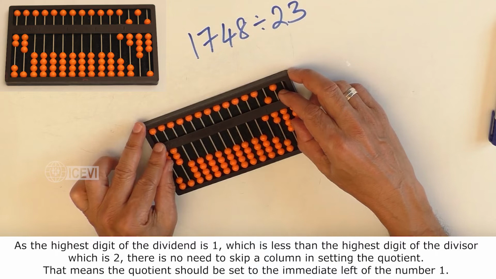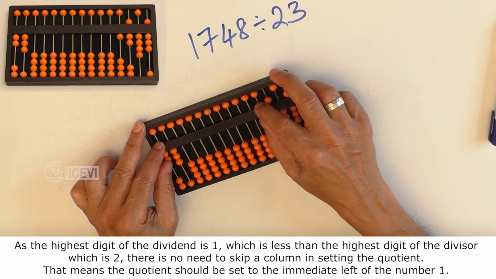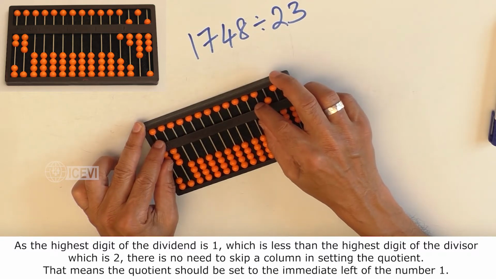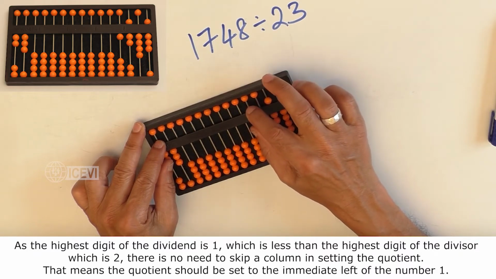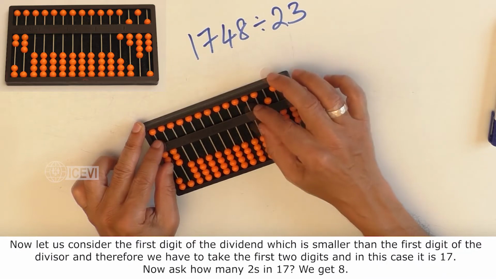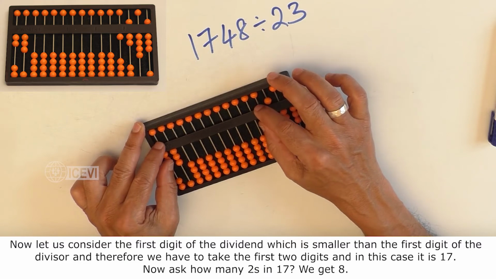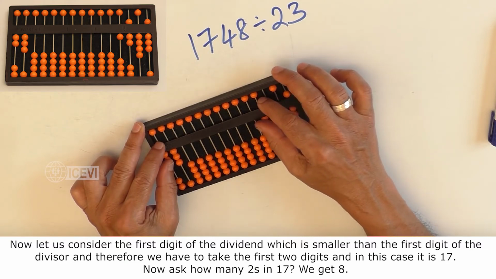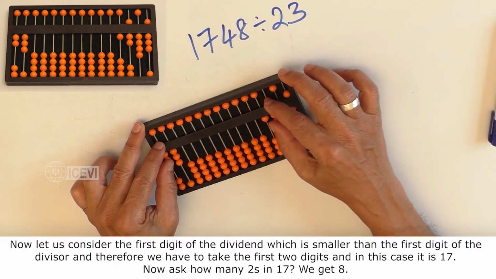As the highest digit of the dividend is 1, which is less than the highest digit of the divisor 2, there is no need to skip a column in setting the quotient. That means the quotient should be set to the immediate left of the number 1. Let us consider the first digit of the dividend, which is smaller than the first digit of the divisor, and therefore we have to take the first 2 digits, and in this case it is 17.